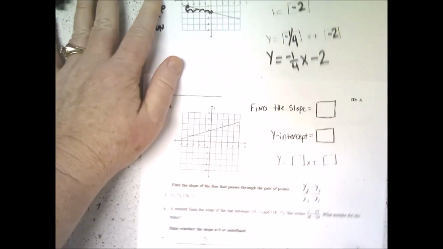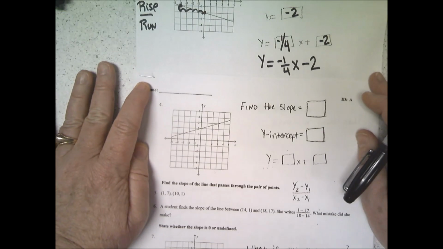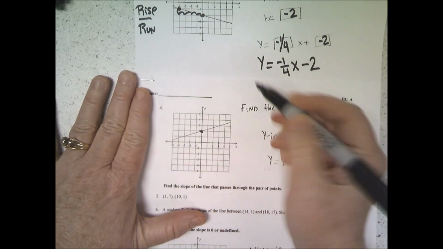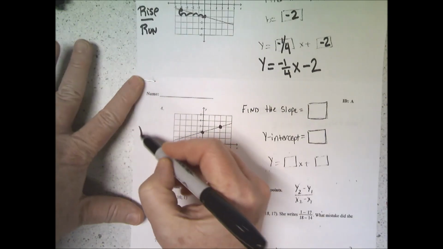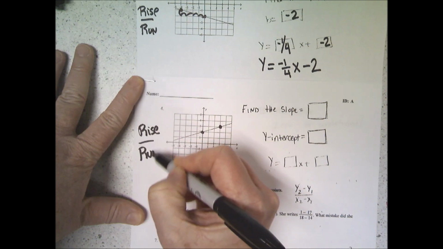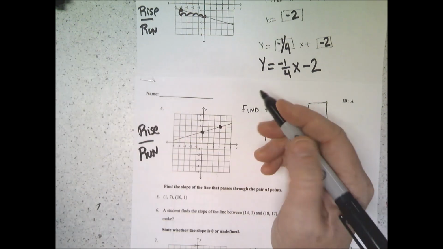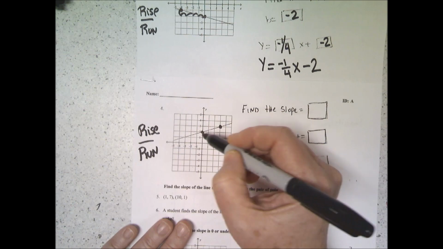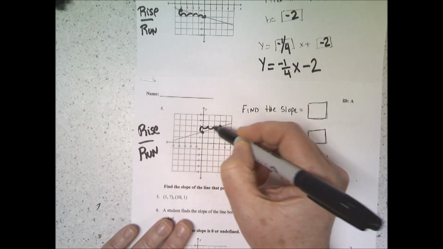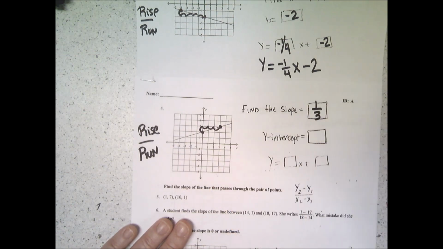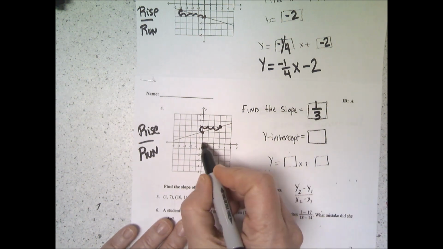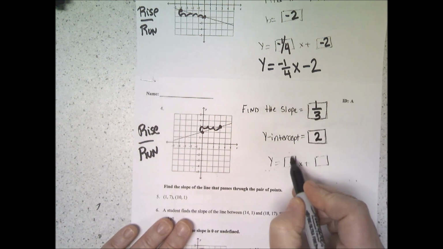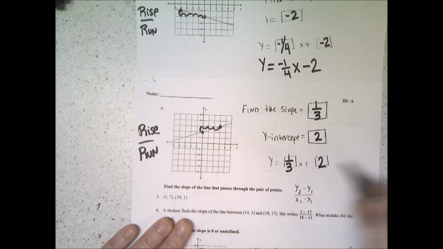Question 4. Again, it asks you to find a slope. So I'm going to start here and go to here. I'm going to do that by finding the rise over the run. We always move from left to right. And if you move from left to right, it goes up 1 and over 3. So it's 1/3. The y-intercept you need to identify is 2. So this one is 1/3 x plus 2.